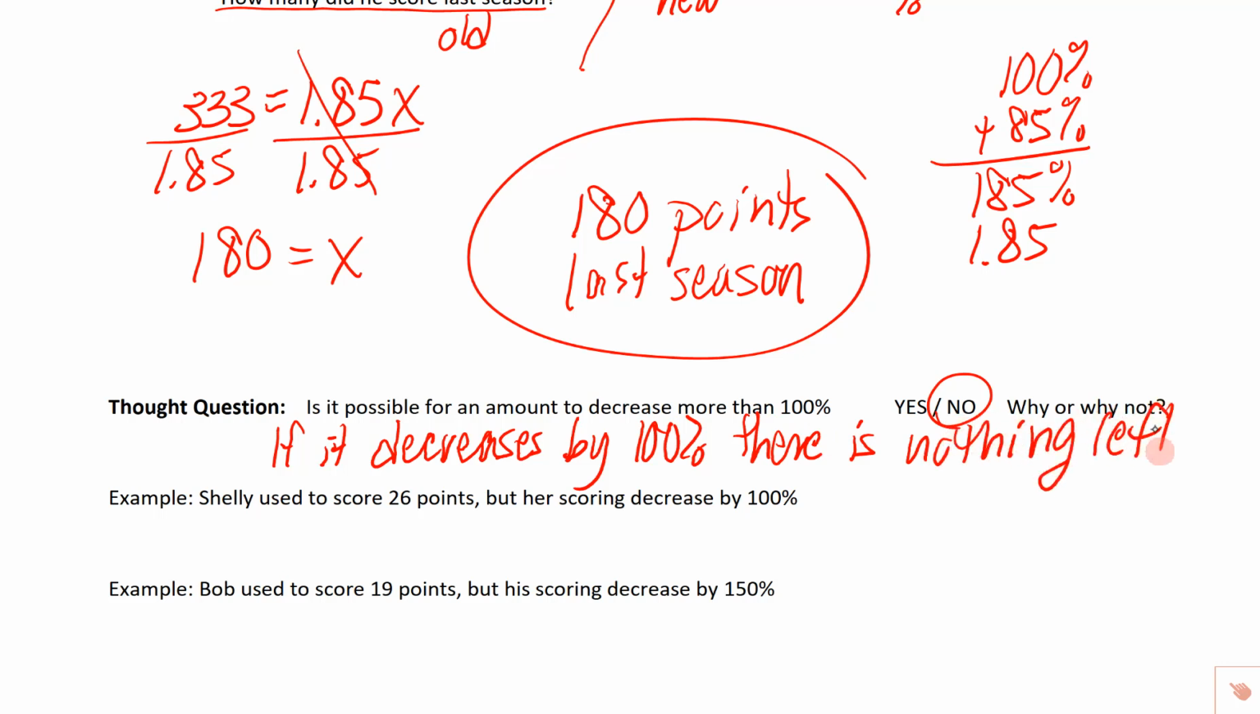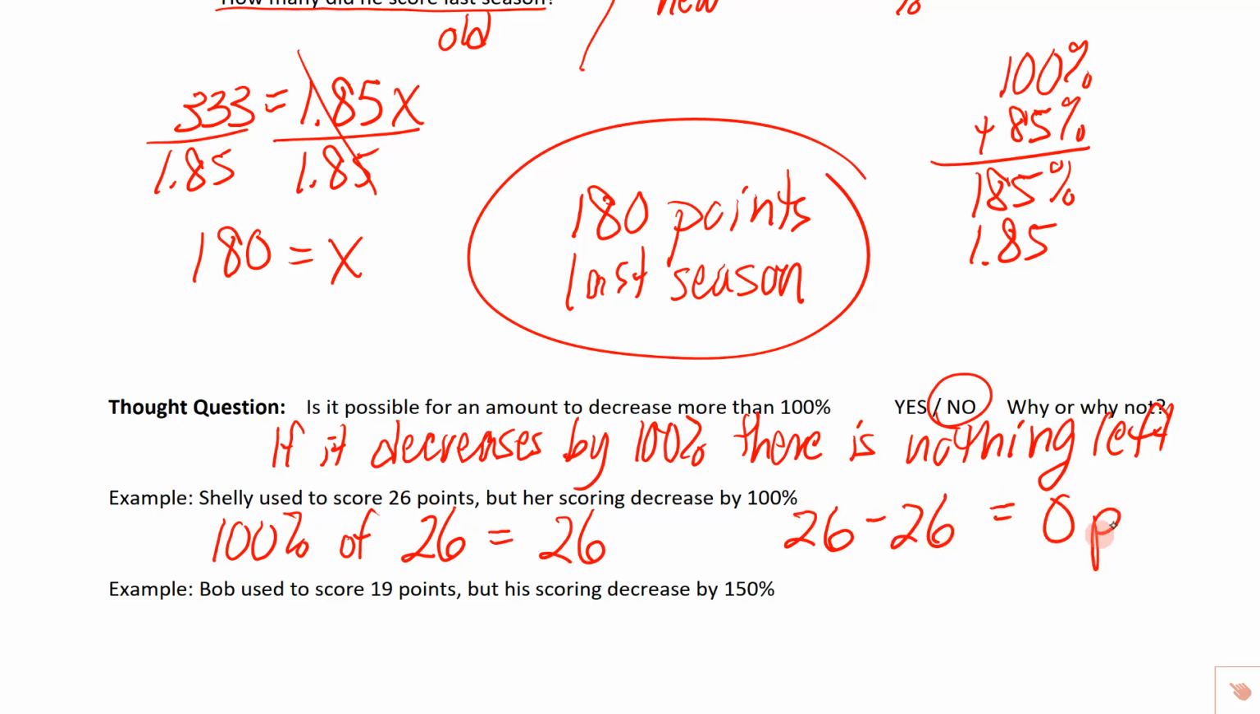And I'm going to just show you a couple of examples to illustrate that. Shelley used to score 26 points, but her scoring decreased by 100%. Well, 100% of 26 would just be 26, right? So if she started with scoring 26 and then she decreased by 26, now she's scoring no points. And you can't really go any lower than that.